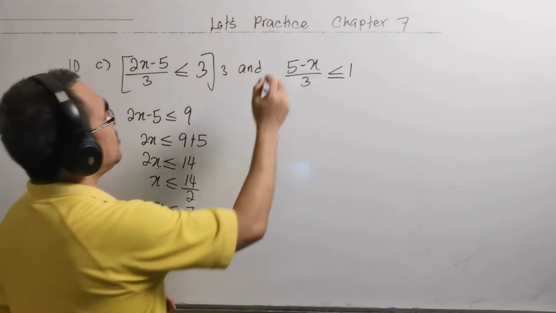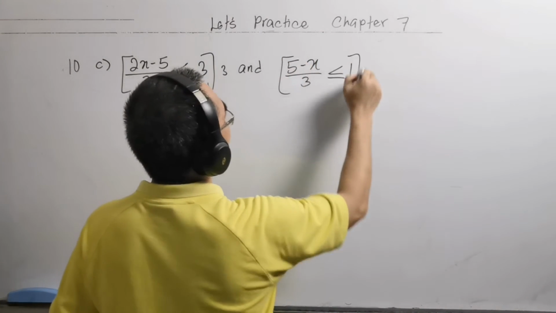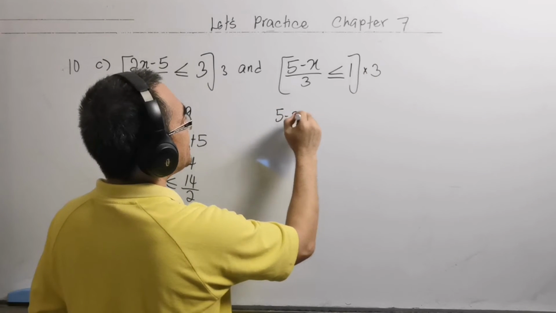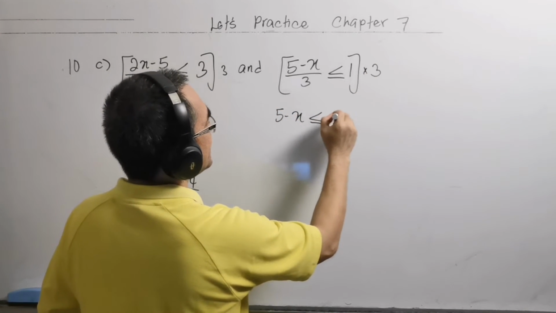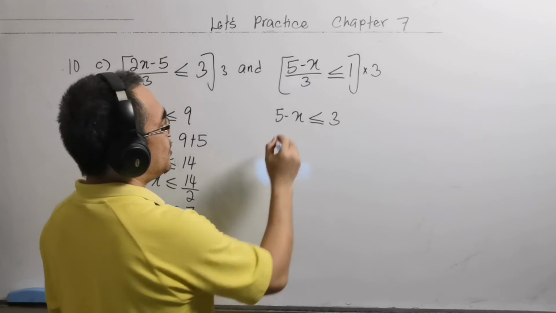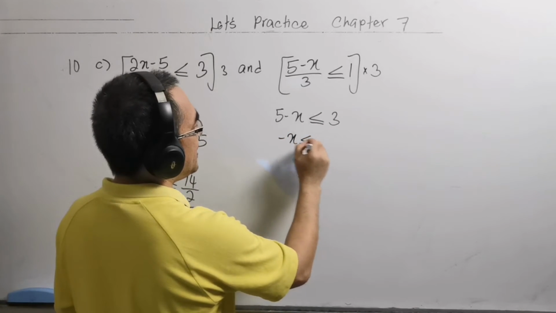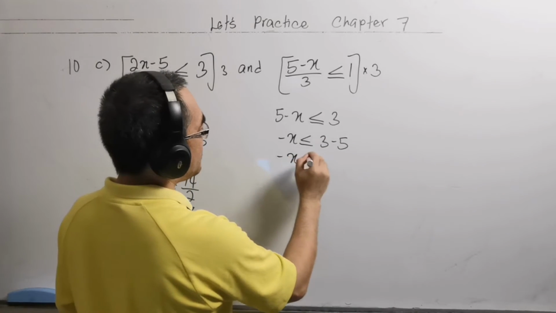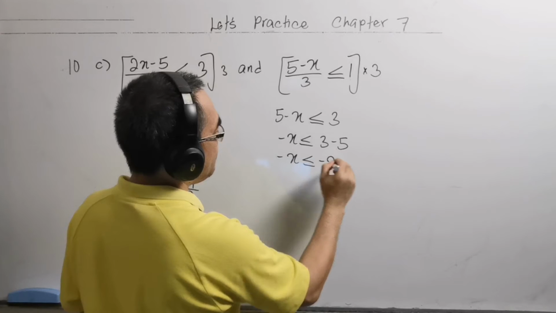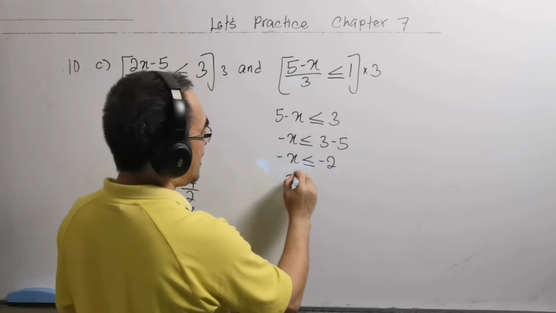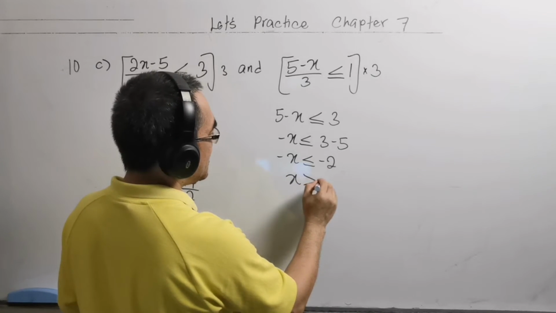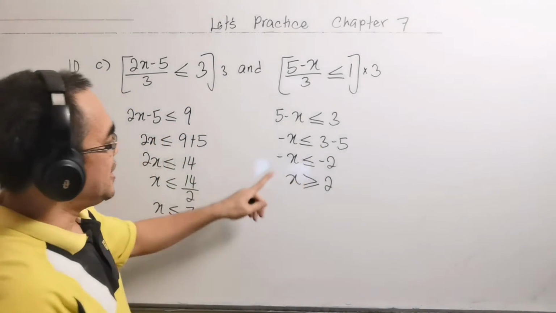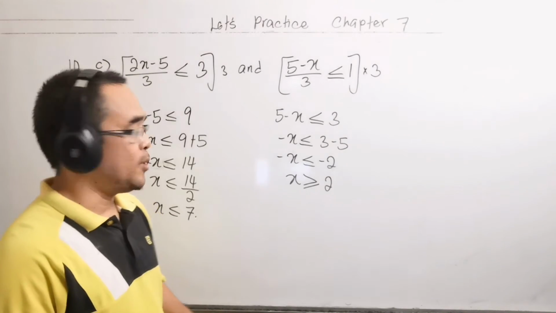The other inequality also I'll multiply by 3. So we have 5 minus x less than 3. So negative x will be less than 3 minus 5. So negative x will be less than -2. So x will be larger than 2. Okay, you cut both sides, divide by -1, you divide by -1.